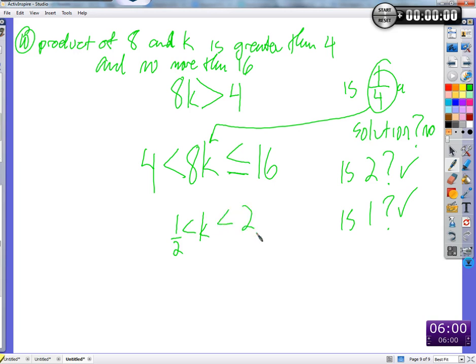2 to 6. Does that have to be less than 2? It could be 2. It could be equal to 2. That's neat. So all the numbers that work for K are numbers that are bigger than 1/2 and up to and including 2. No more than 2. Bigger than K, no more than 2. Bigger than 1/2.